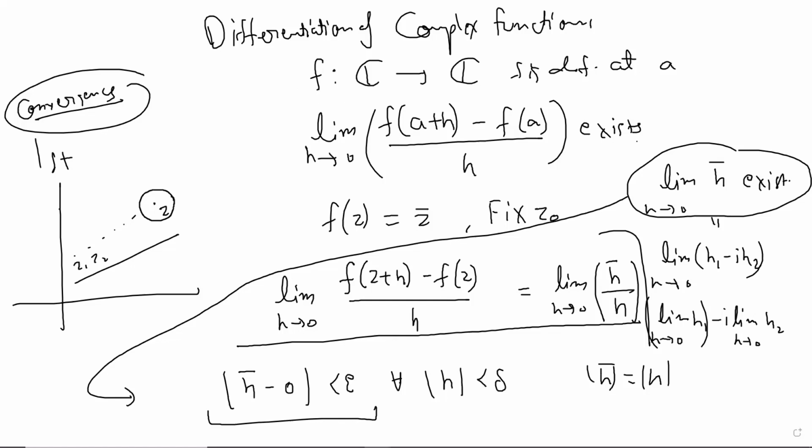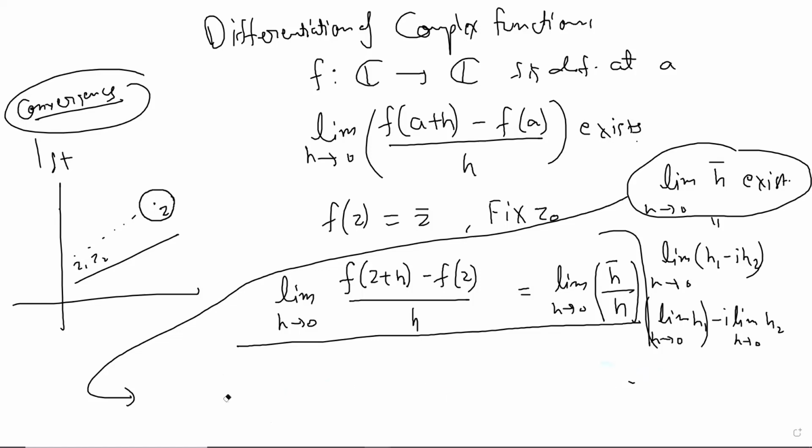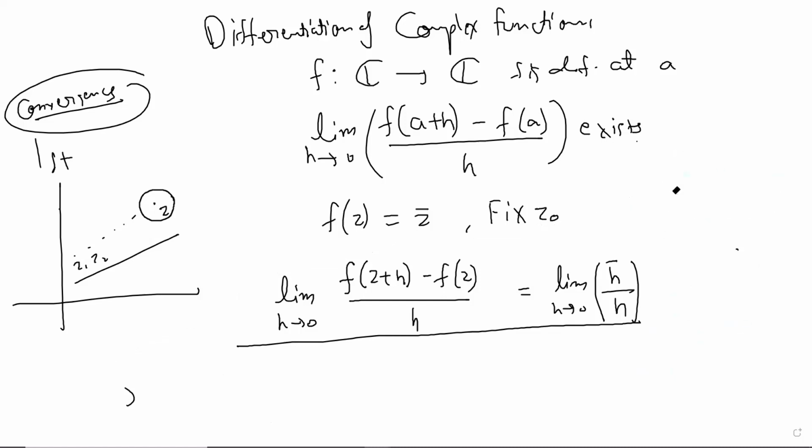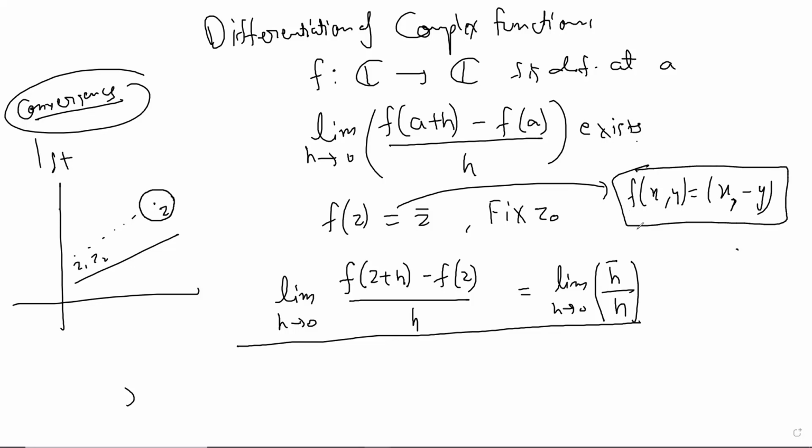But h bar by h does not exist. Now I want someone to maybe explain, if they can, why it doesn't exist. This is very crucial, because it says that z bar, such a nice function, is not differentiable. I want the new people, those who have come to this class for the first time, to see why I am calling z bar such a nice function. This function's limit, it is not differentiable. It's very strange.